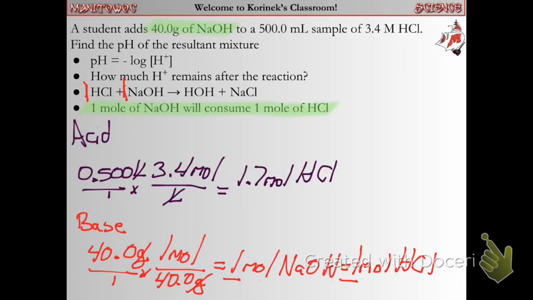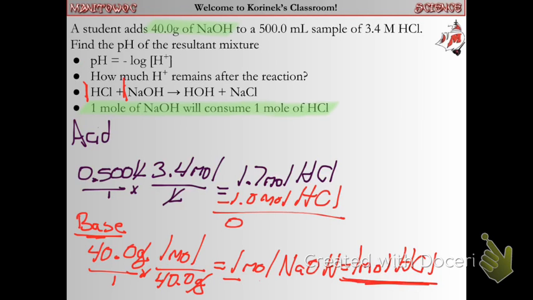So, what can we do with that? That's telling me that we will consume 1 mole of HCl when we put in the base. So let's subtract out 1.0 moles of HCl. If we do that, we're going to come up with 0.7 moles of HCl that remain. And look, that's what we were looking for, what remains after the reaction.